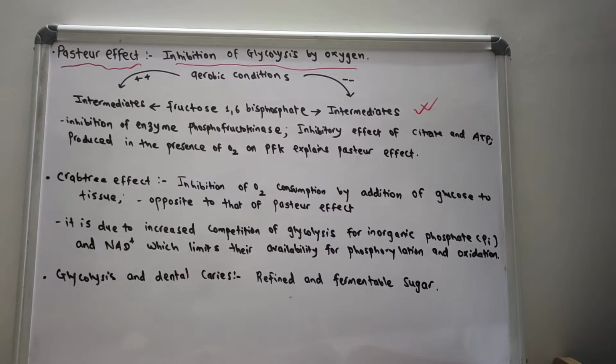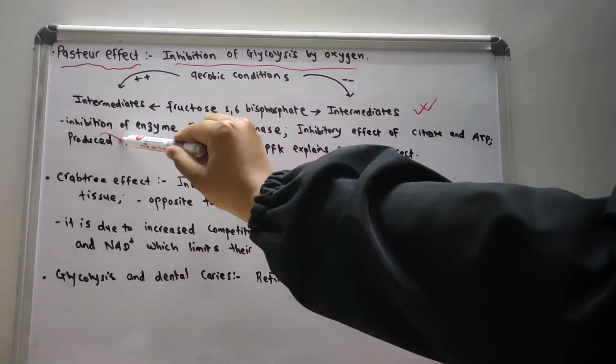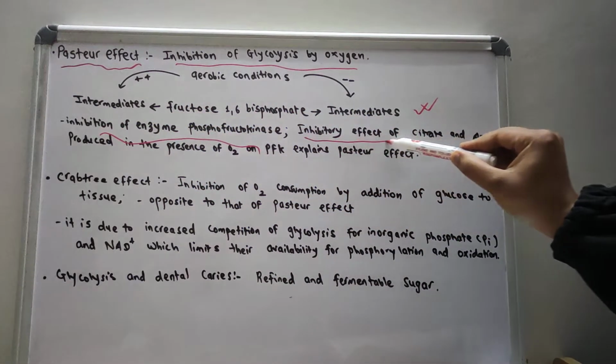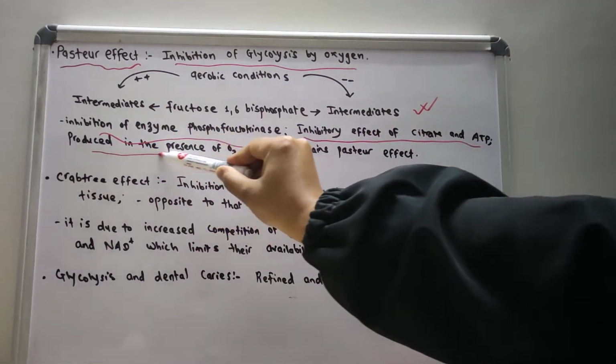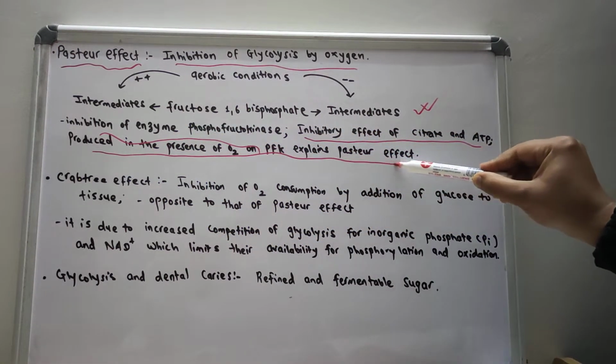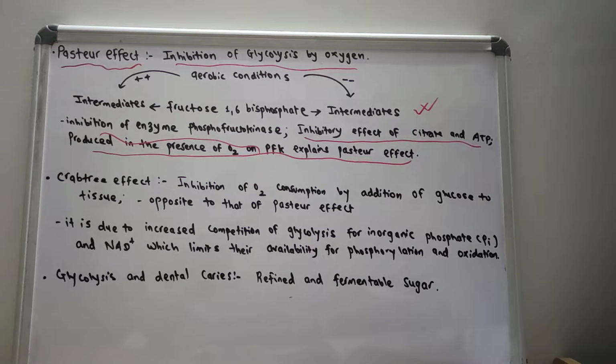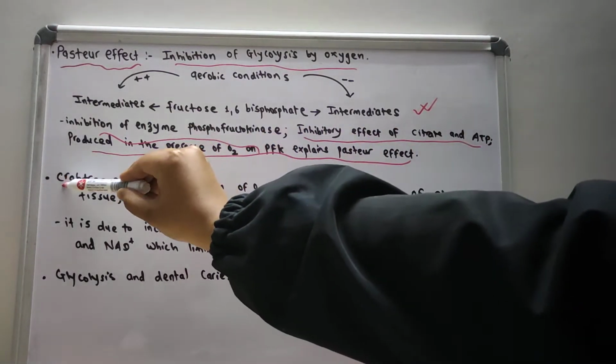In the presence of oxygen, the levels of the glycolytic intermediates from fructose 1,6-bisphosphate onwards decrease, while the earlier intermediates accumulate. This clearly indicates that the Pasteur effect is due to the inhibition of the enzyme phosphofructokinase. The inhibitory effect of citrate and ATP produced in the presence of oxygen on phosphofructokinase explains the Pasteur effect. Now let us discuss the Crabtree effect.